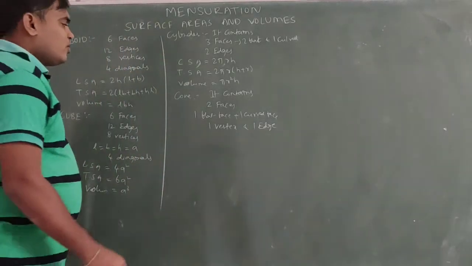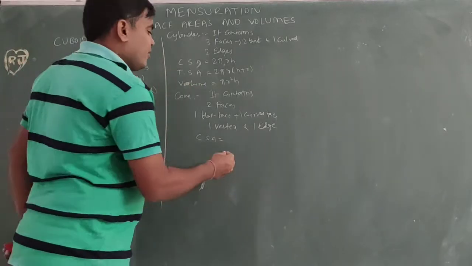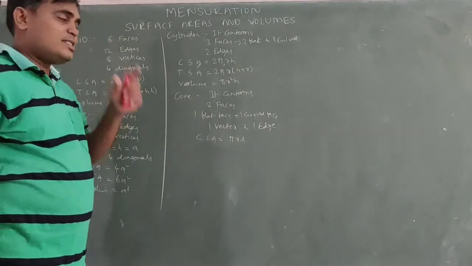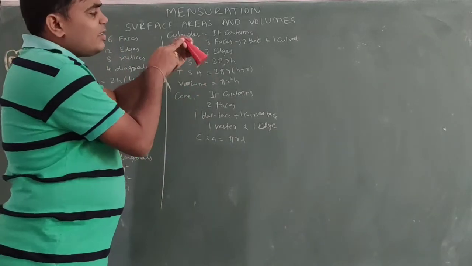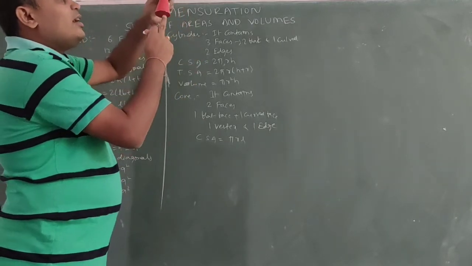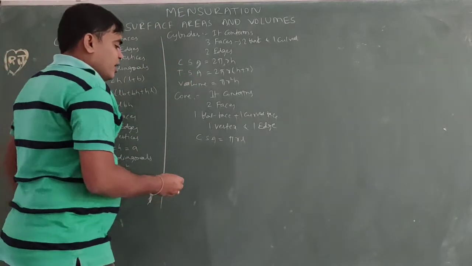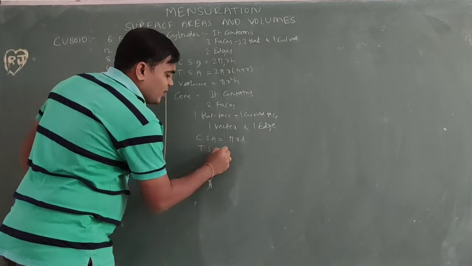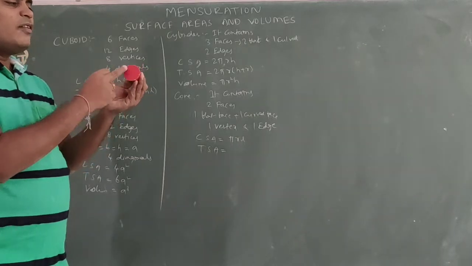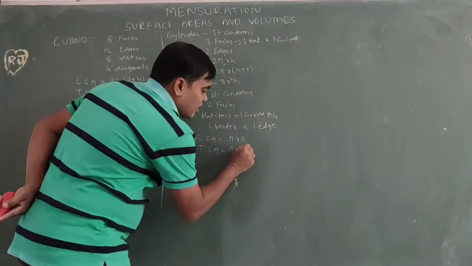Next, CSA, curved surface area. This is calculated with πrl, where r is the radius and l is the slant height. If you take the perpendicular height, it is height; the cross height is called slant height. Next, total surface area. 2 surfaces: 1 curved surface, 1 flat surface. The flat surface area is the circle πr square, so πr(l + r).